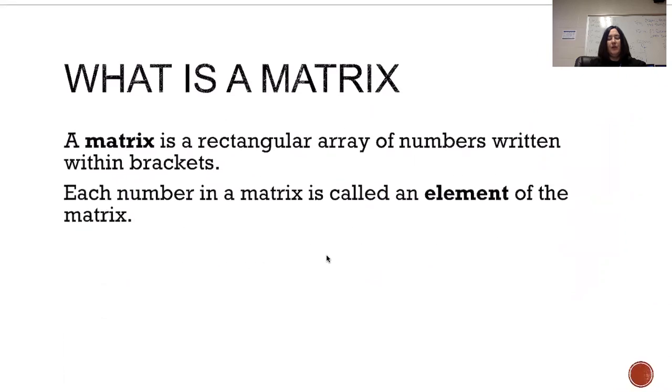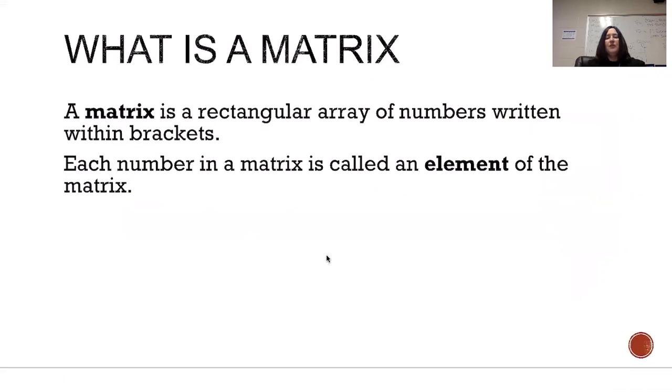So first of all, we need to know what a matrix is. A matrix is really just a rectangular array of numbers that's written in brackets. So it might look something like this. It's just a way of organizing numbers.